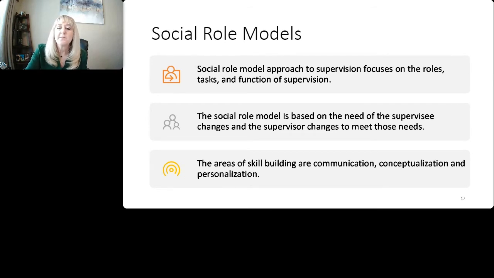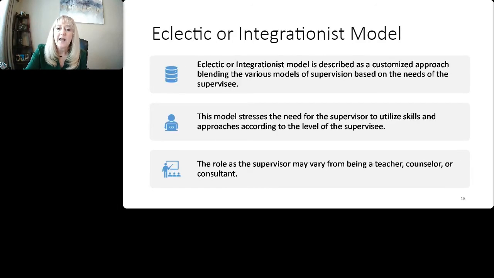The social role model is based on the needs of the supervisee, and it changes, and the supervisor changes to meet the needs. The areas of skill building are communication, conceptualization, and personalization. And the last one, which is probably where I lean toward, because I use the approach based on what the supervisee needs, is more of an eclectic approach. It's described as a customized approach, blending of various models of supervision based on the needs of the supervisee.